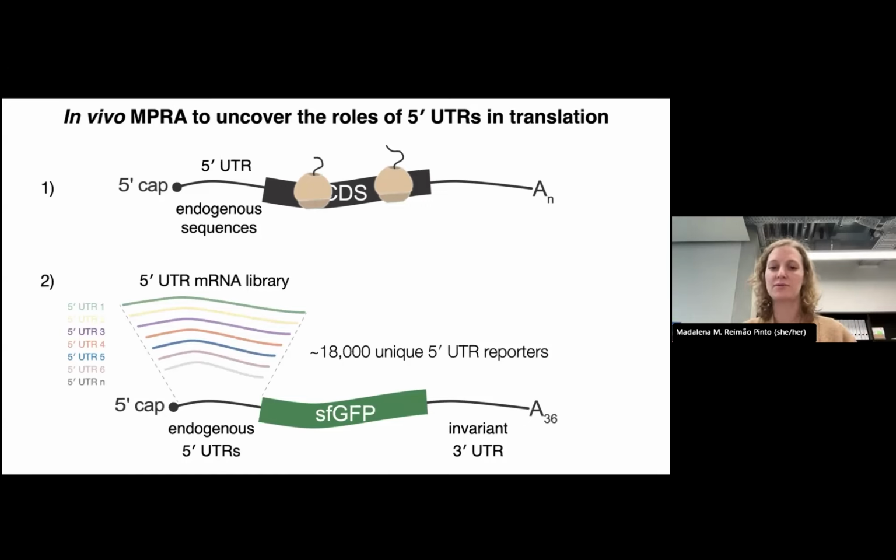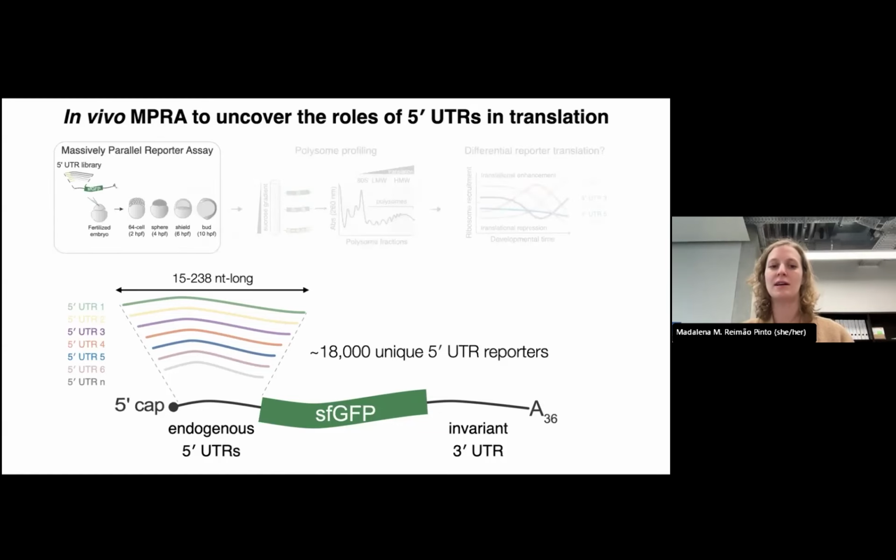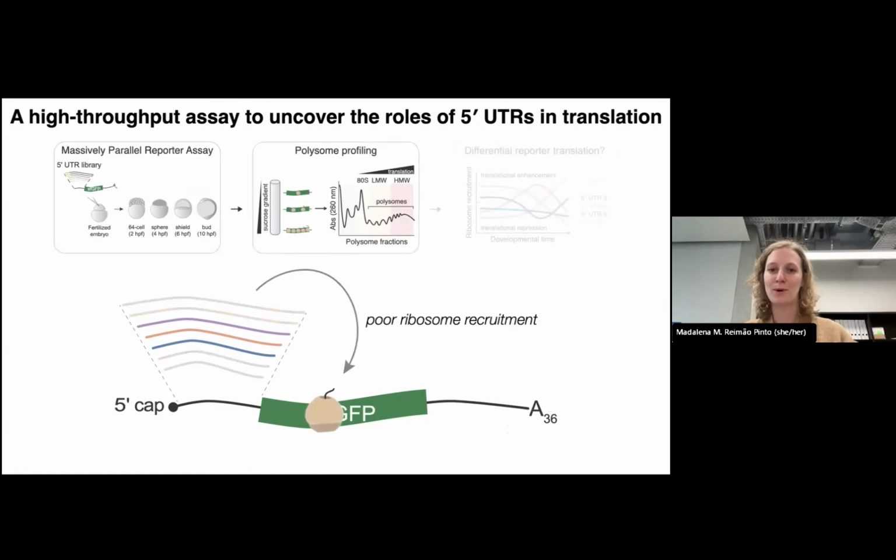This gave rise to a group of 18,000 unique 5' UTR reporters that also have different lengths of the 5' UTR, that we inject all at once into the fertilized embryo to employ a massively parallel reporter assay, or MPRA, throughout early stages of development until the end of gastrulation at the bud stage. I then perform polysome profiling, which is a biochemical approach that allows us to separate these reporters based on the number of ribosomes that are bound to this superfolder GFP CDS.